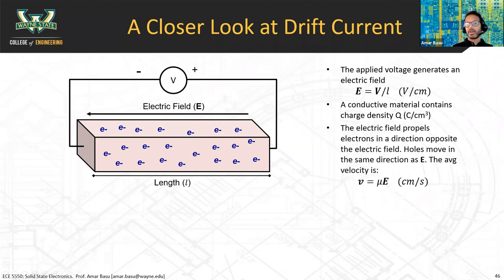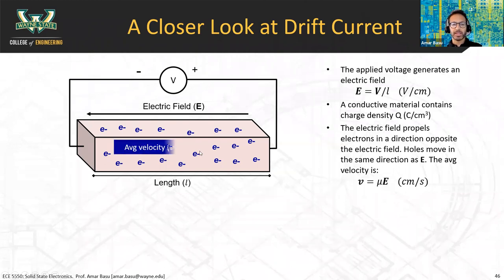Now, next concept is that the electric field is going to propel these electrons in a direction opposite the electric field. So the electric field is moving from right to left. So the electrons, of course, are going to travel with the velocity left to right. For holes, this is going to be the opposite. I just want everyone to know: holes travel in the same direction as the electric field. Electrons travel opposite the electric field.